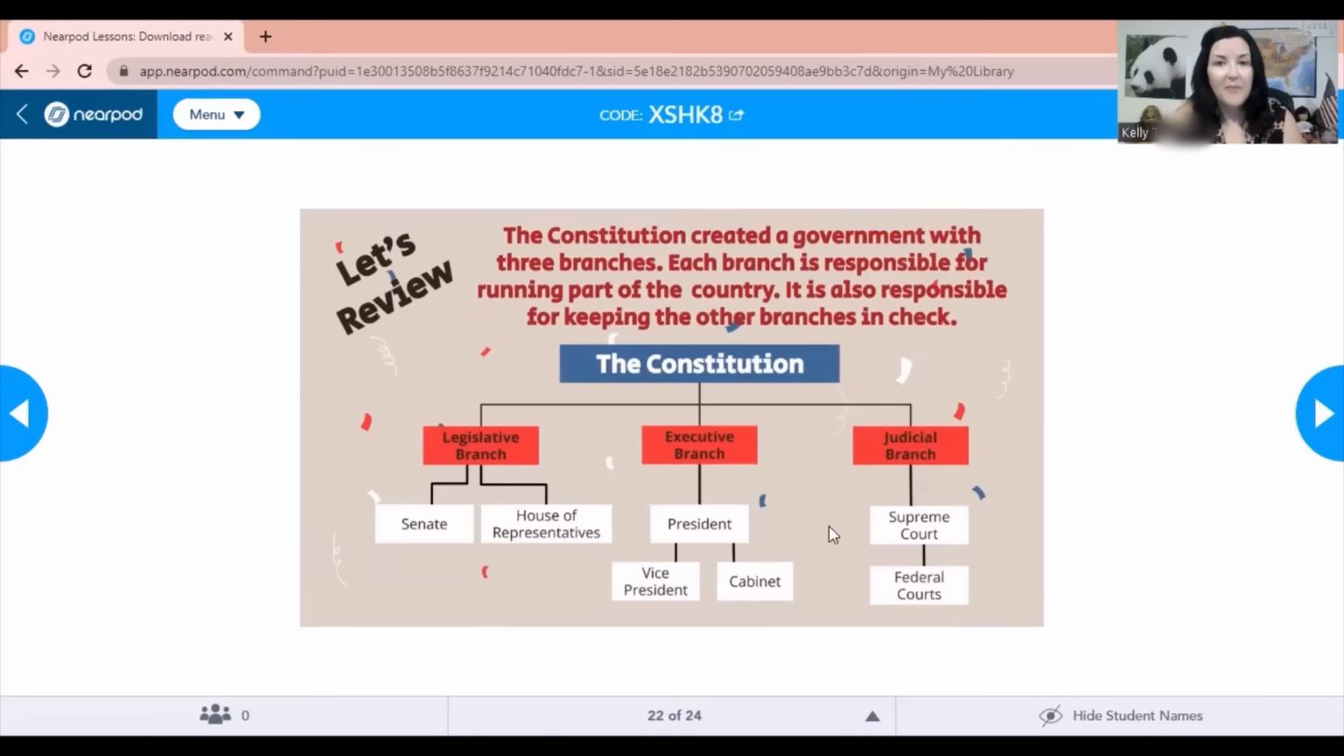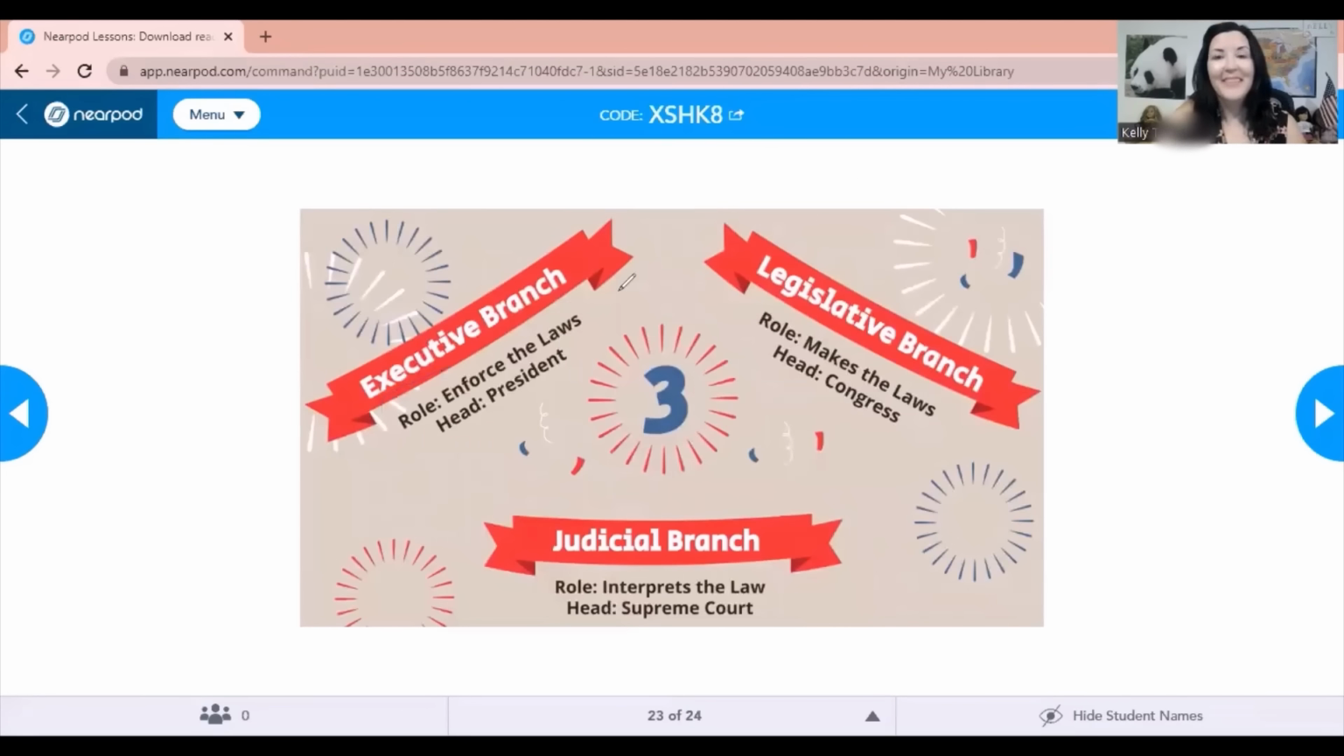Let's review. The Constitution created a government with 3 branches. Each branch is responsible for running part of the country. It is also responsible for keeping the other branches in check. So, the executive branch. Their role is to enforce the laws, and the head is the president. The legislative branch makes the laws, and the head is Congress. The judicial branch interprets the law, and the head is the Supreme Court.